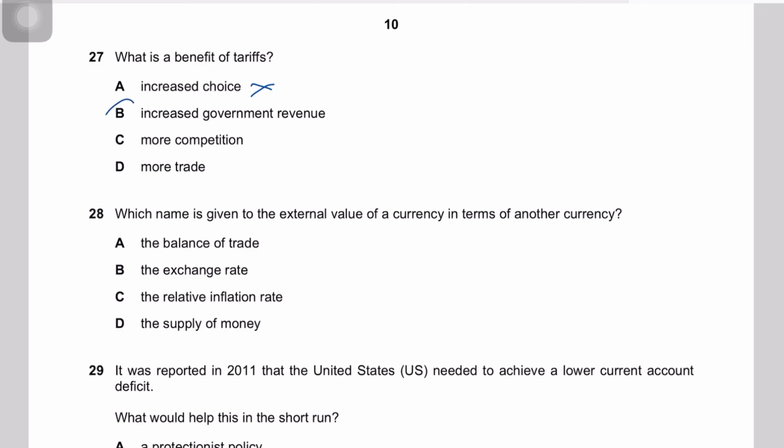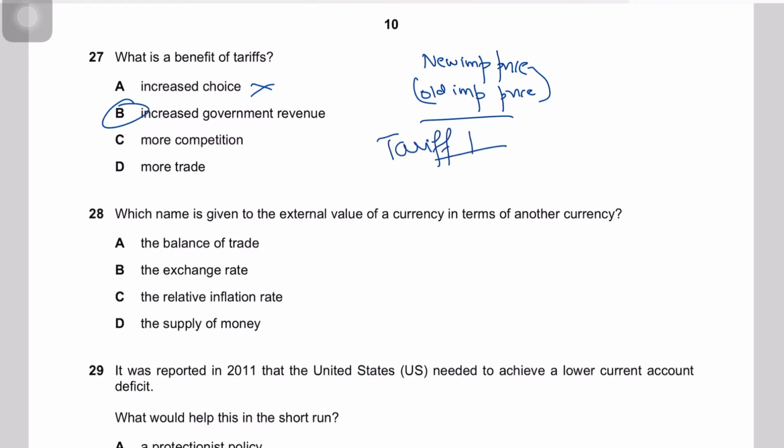So there would be an increase in government revenue, yes, because whatever is imported is at a much higher price, and that higher price represents the difference between the initial price and the new price. That is the new import price minus the old import price. Whatever the difference is, that is your tariff revenue for the government, right?